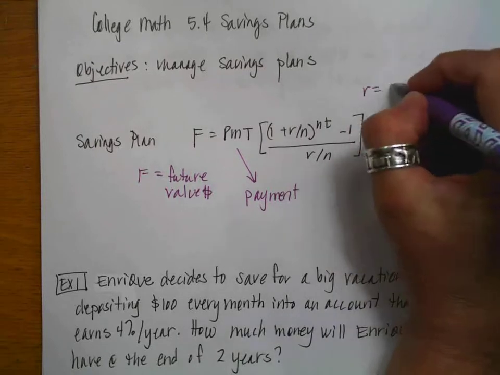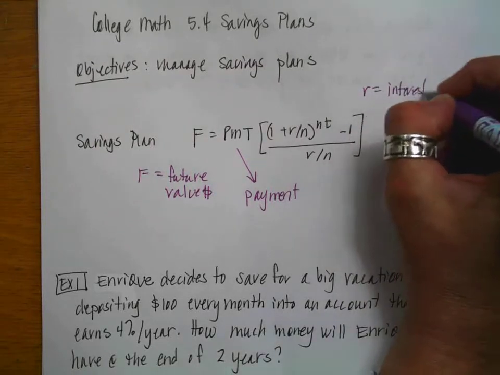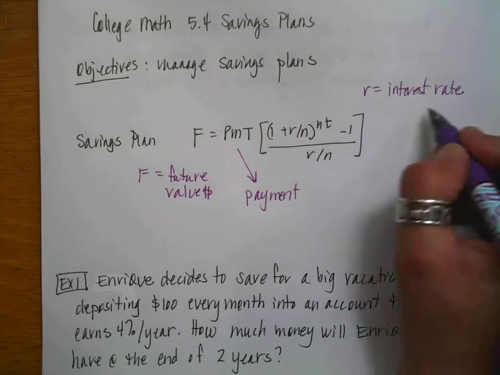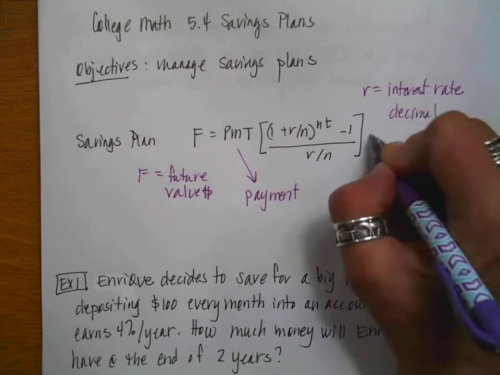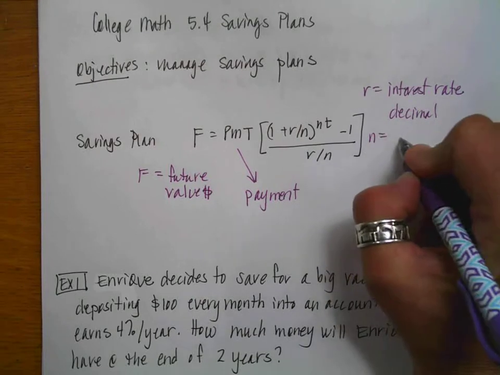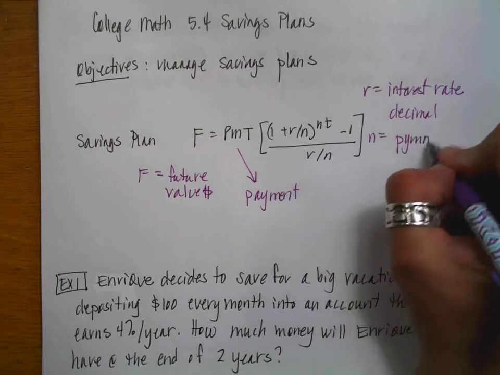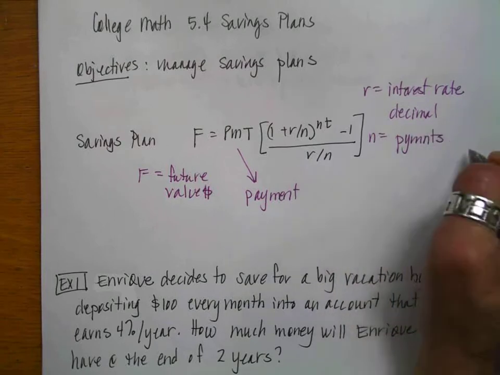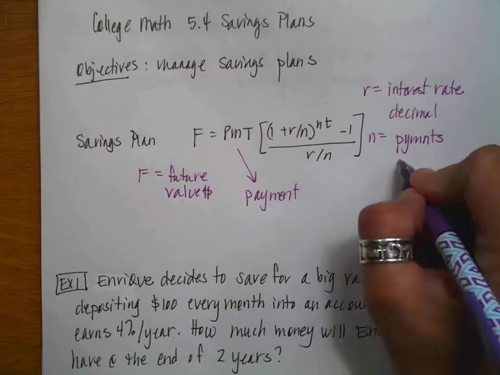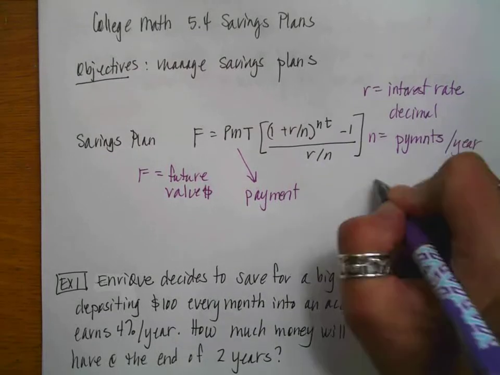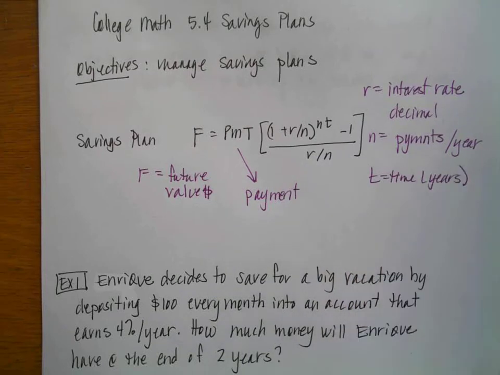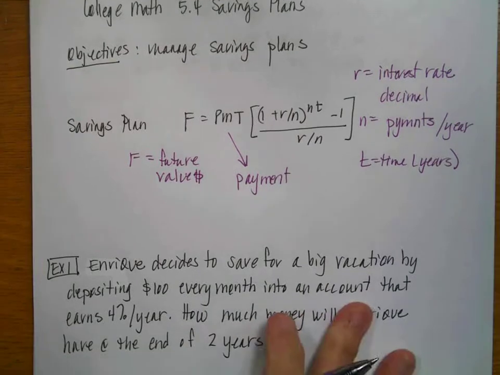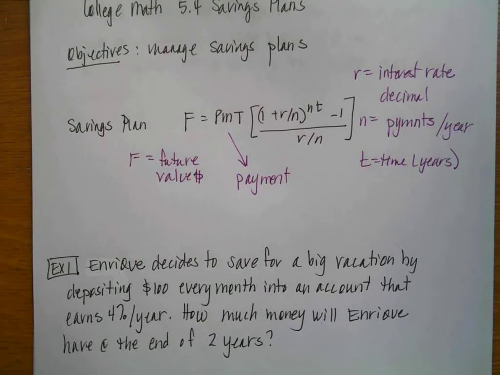All right, R is still going to be the interest rate, because sometimes when we save money, we can still earn interest. And remember that it's going to be in a decimal. And then N is going to be how often we make payments or how often we put money into an account to save. So how many payments per year. T is always going to be time, and it represents years most of the time. Okay? All right, so though the formula looks really crazy, it's really not. And we're going to, again, do all of this work in our calculator.